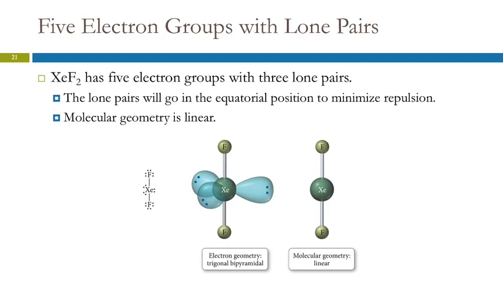Xenon difluoride, Lewis structure is right here. 3 lone pairs and 2 bonding pairs. Again, 5 groups. Electron geometry is going to be a trigonal bipyramid. 3 lone pairs, though, we put those in the equatorial positions where they have the most room. So those are going to go around the middle. And then we make those invisible, and what we have left is this linear structure.